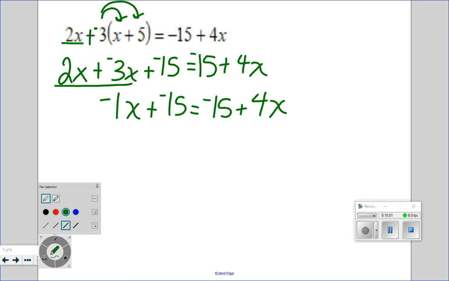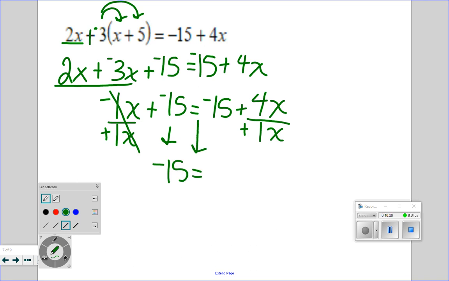And remember, I said deal with the x's first. Once you're done simplifying, don't add 15 to both sides first. You have x's on both sides, move them over to the same side. You can add 1x or you can subtract 4x. I'm going to add 1x to both sides. And that's going to cancel out here. I still have negative 15 equals, always continue to write your equations.